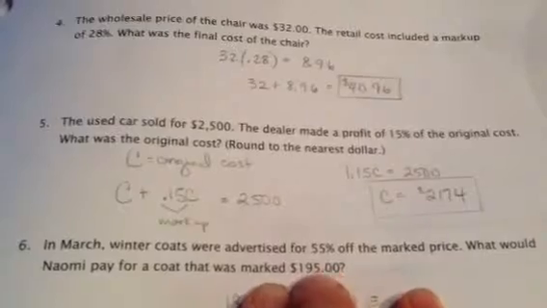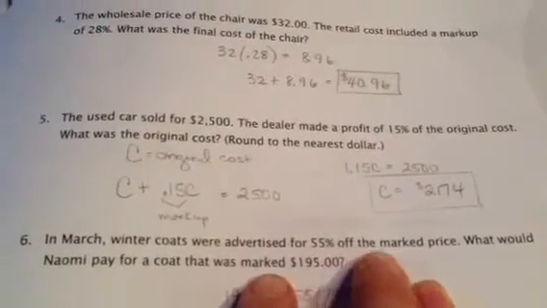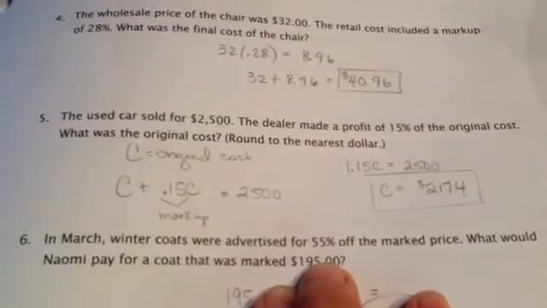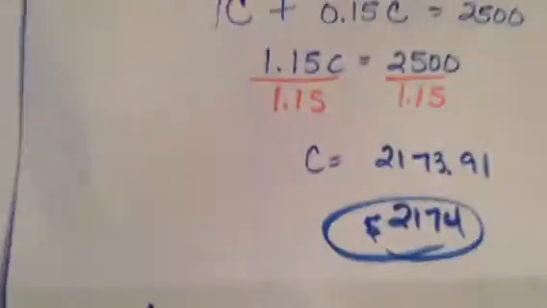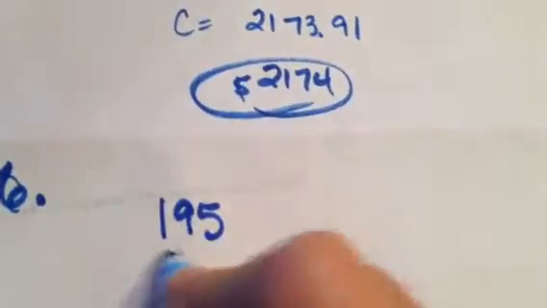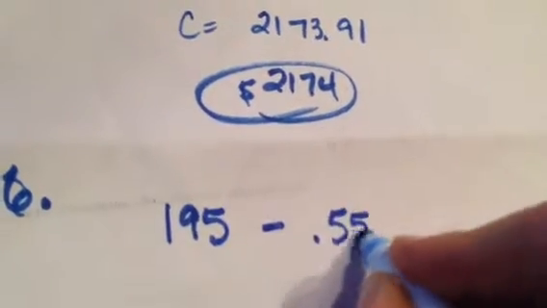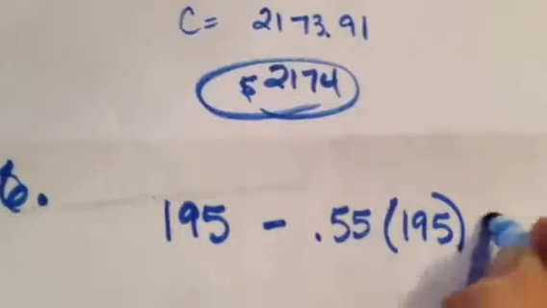So here's your original cost. She's going to get off more than half, 55% off the marked price. We know the marked price. We want to know what she ended up paying. So you could do it several ways. Here's what the original price was. She is going to subtract. She got 55% off of the original price. So this would be one way to do it.